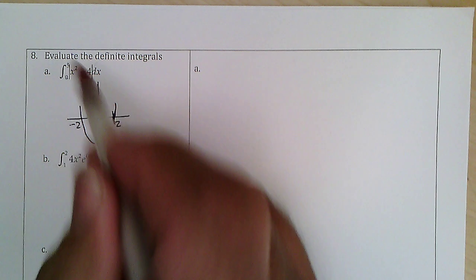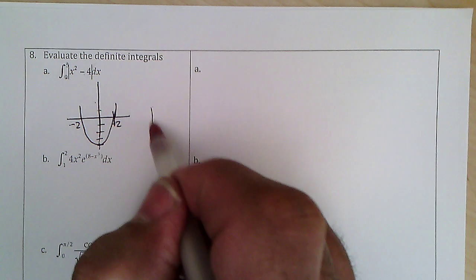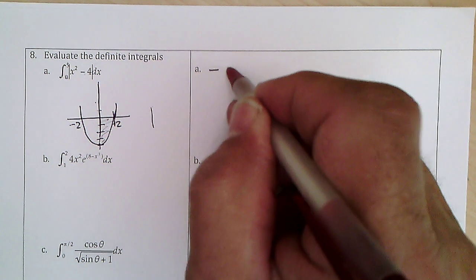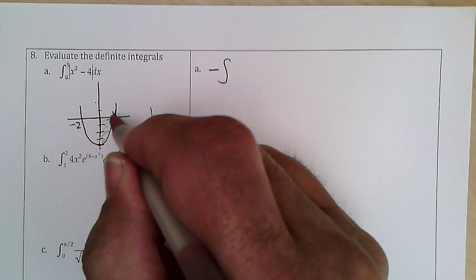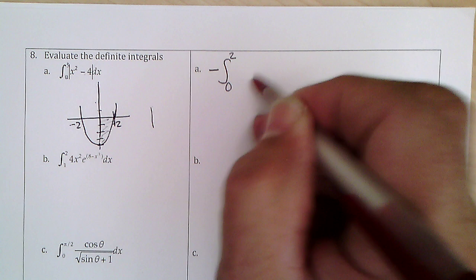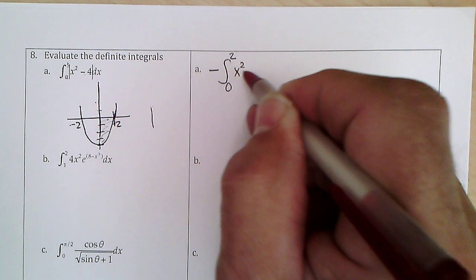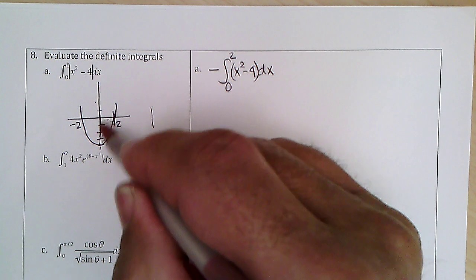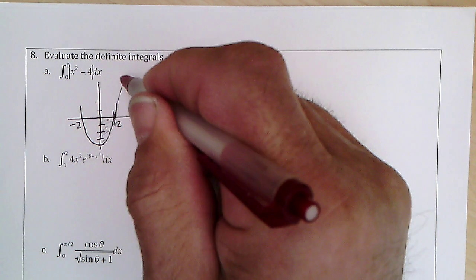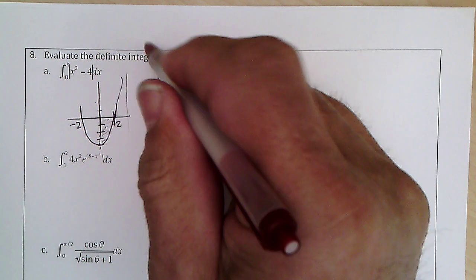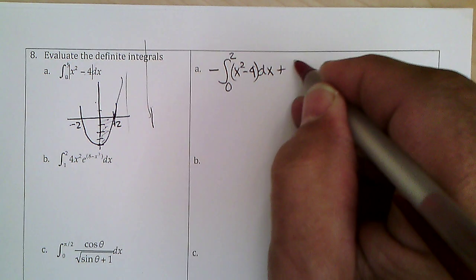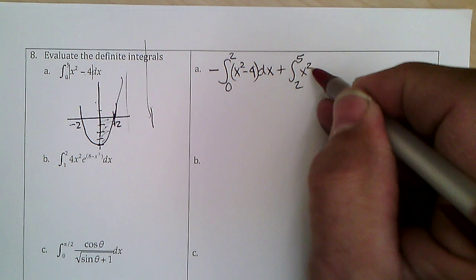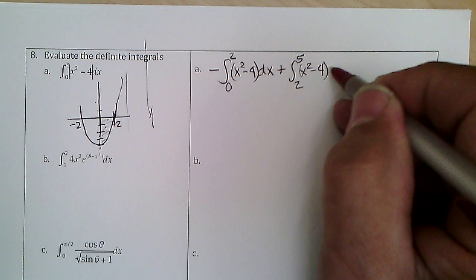Now, if we're integrating from 0 to 5, this first area would be negative, and so we'd have to do the negative of the integral from 0 to 2 of x squared minus 4, to make this area positive, and then to do the rest of this to the 5, I do plus the integral from 2 to 5 of x squared minus 4 dx.